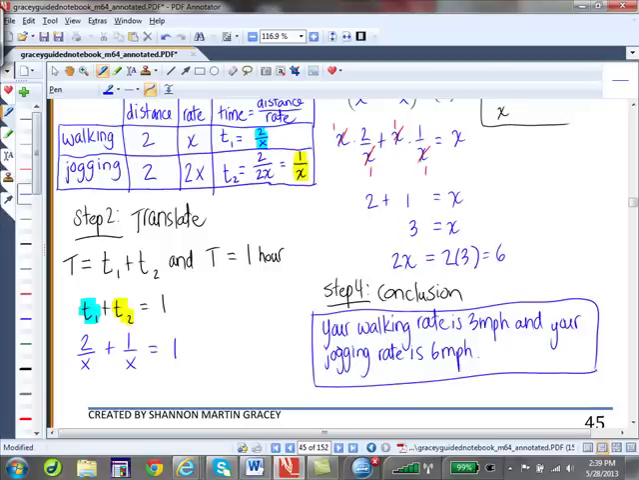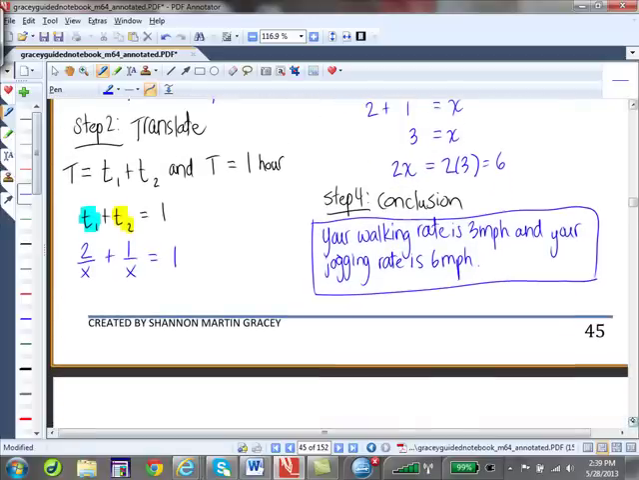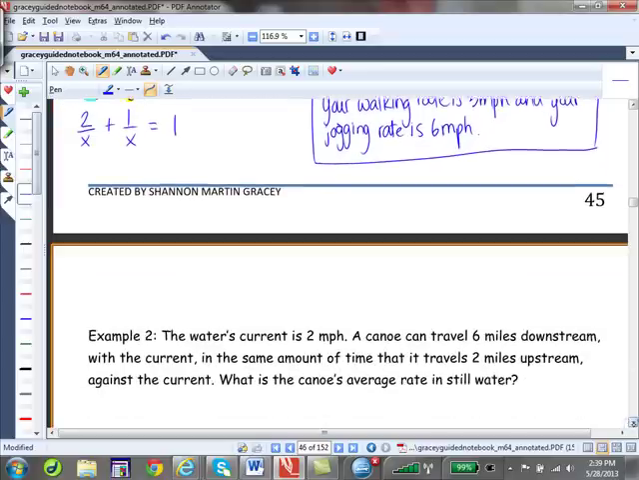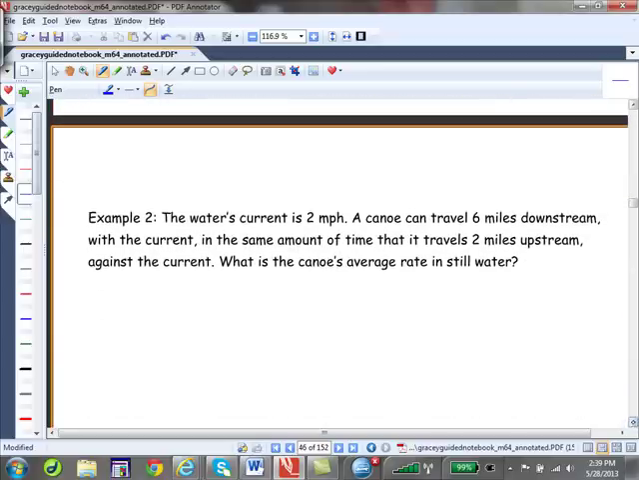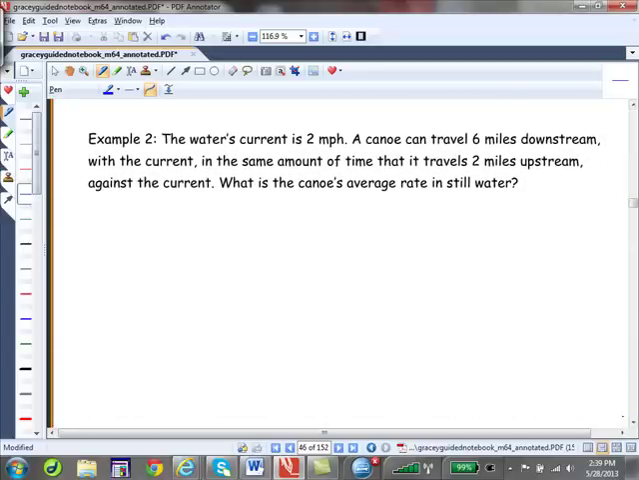All right, so next up, we've got another motion problem. Right? Now this one is a little tricky. The water's current is 2 miles per hour. So do you see, in this one, the rate of the current. So it's a little different from our warm-up problem. And a lot of times people start getting these confused. So just be flexible when you run into these types of problems. So go ahead and read through the problem. Get a first read so you can understand it.